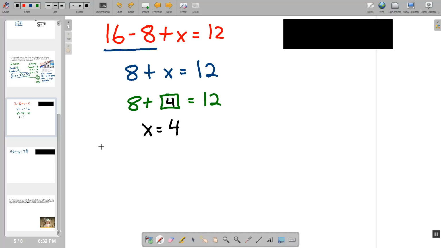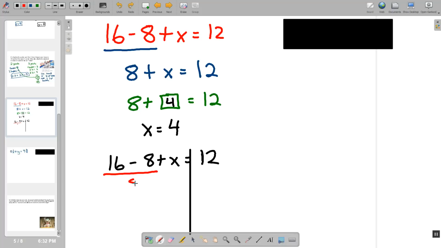For those of you who have learned the strategy for solving linear equations, I will also write that out. So in this case, I added these two numbers together right away, and I got 8 plus x is equal to 12. Then I'm going to subtract 8 from both sides of the equation. So x is equal to 4.